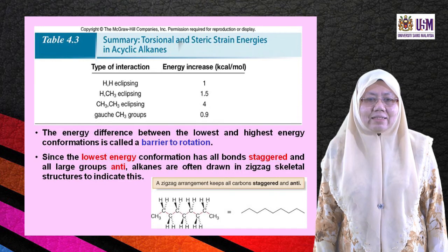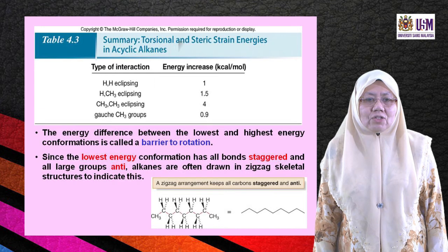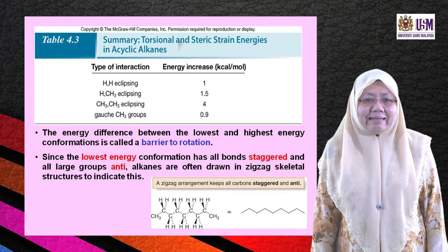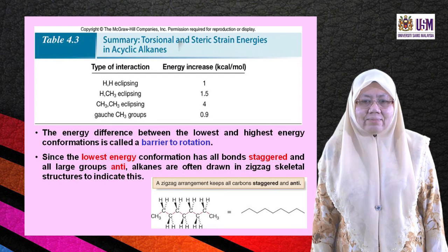The energy difference between the lowest and the highest energy conformations is called a barrier to rotation. Since the lowest energy conformation has all bonds staggered and all large groups anti, alkanes are often drawn in a zigzag skeletal structure to indicate this, as seen in the following diagram.